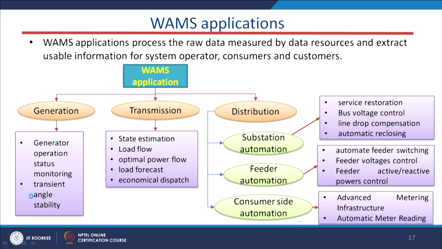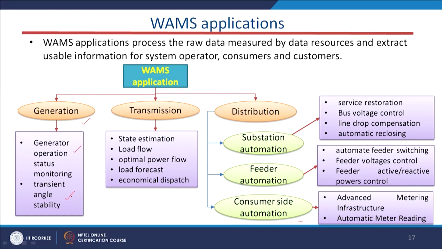If you see this particular slide, where I have mentioned the different sectors, if we take generation, here we can go for generator operation, status and monitoring. Let us say in a particular generating station we have a large number of generating power plants, and we have to monitor the corresponding voltage, frequency, current output and power output. There are many parameters which require a monitoring system for their status. For that purpose, of course, we can use the WAMS application, the wide area monitoring system.